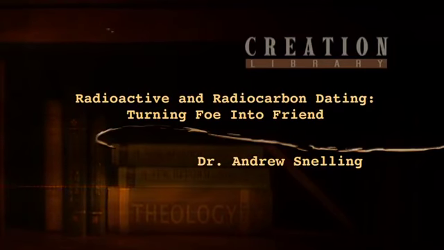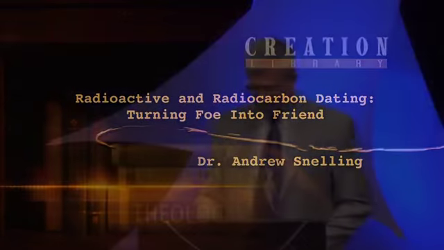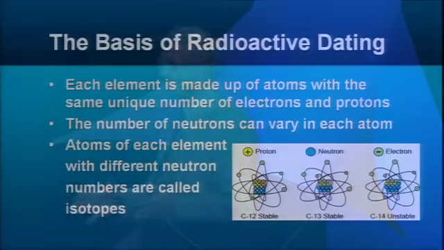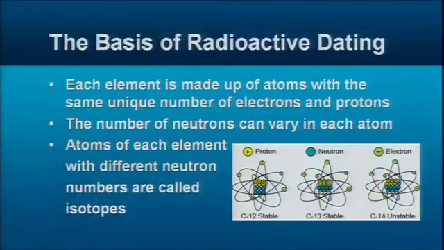Let's start to define some terms so that you can understand this subject about radioactive decay and the basis for radioactive dating. Every element, whether it's carbon, oxygen, hydrogen, is made up of atoms, and each of these atoms has the same unique number of electrons and protons. The number of neutrons, however, in the nucleus of the atoms in many elements can vary.